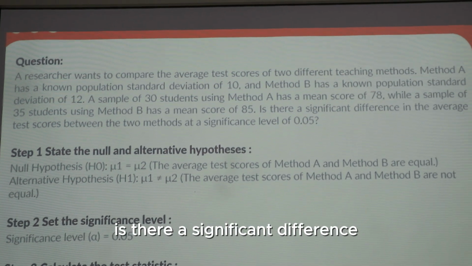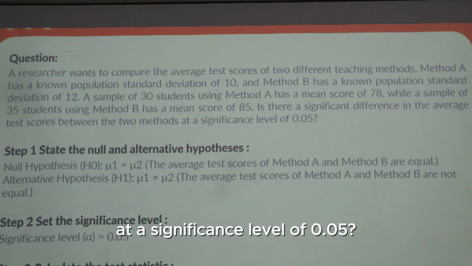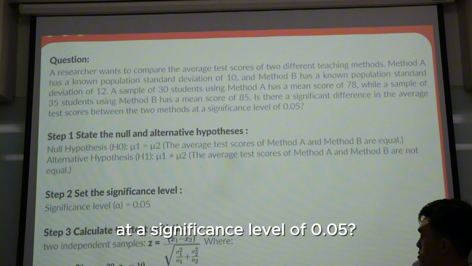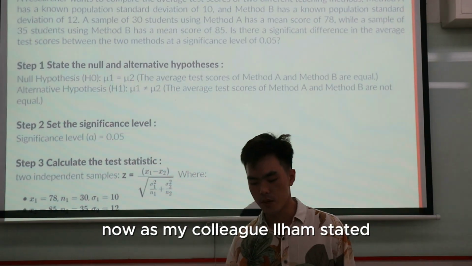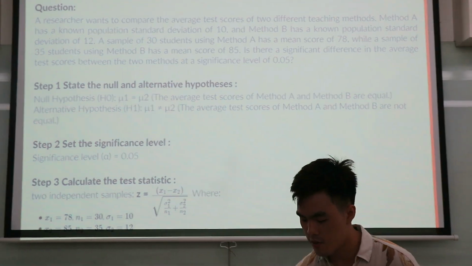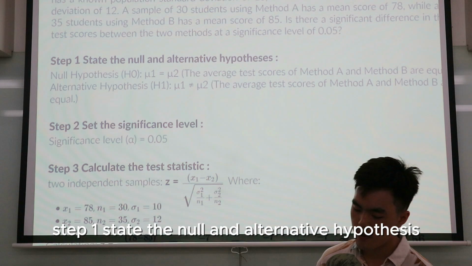Is there a significant difference in the average test scores between the two methods at a significance level of 0.05? Now, as my colleague Ilham stated, we have to go through 6 steps. For the first step, step 1, state the null and alternative hypothesis.